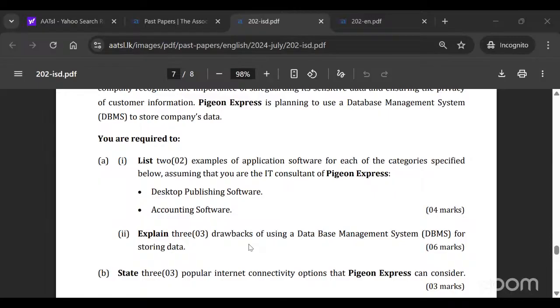Section B3. State three popular internet connectivity options that Pigeon Express can use. What are the popular internet connectivity options? State three popular internet connectivity options that are available.